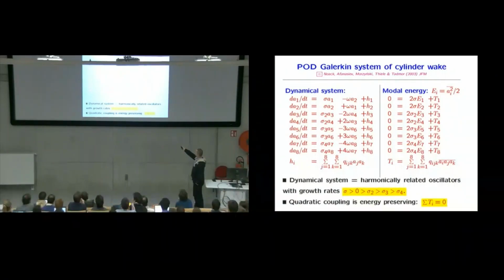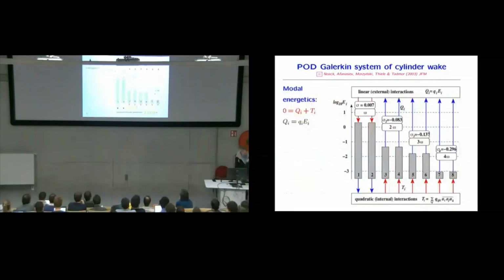You see, in order to keep these modes alive, the transfer must have the opposite sign, and the sum of the transfer terms is 0. So you get as much energy out as you invest in it. So you have harmonically related oscillators with this growth rate sequence, and the quadratic coupling is energy preserving. Again, energy preservation of the quadratic term.